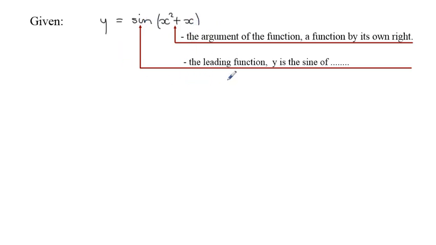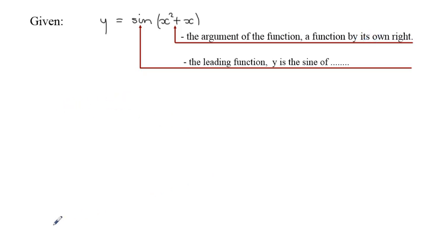Having this kind of situation, we must create a hierarchy here, because we've got more than two functions involved. Here we're saying y is equal to sine. I'm going to use the term leading function. So y is the leading function, sine. And then the next function, which is the argument, is a polynomial function x squared plus x. So it is a function by its own right.